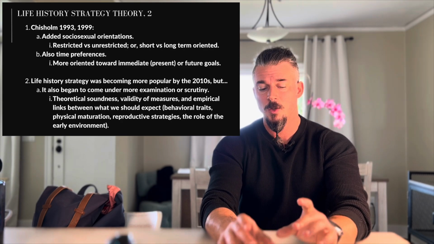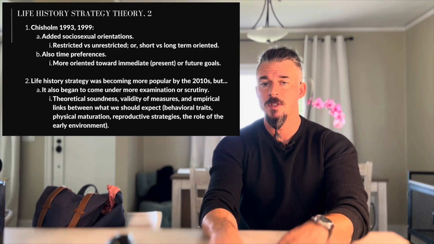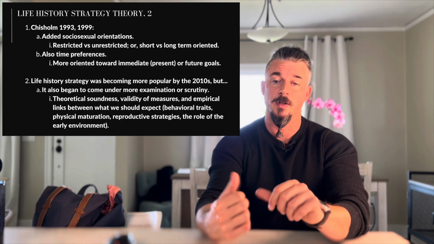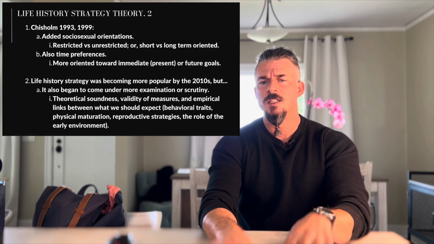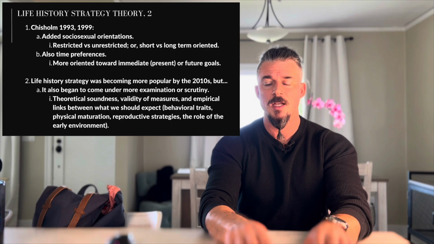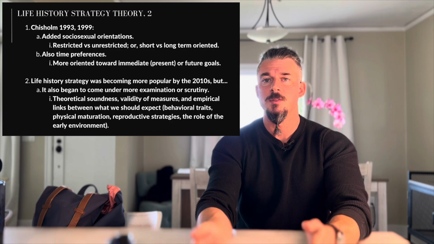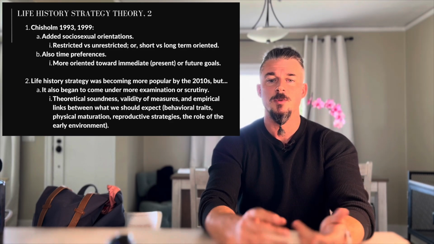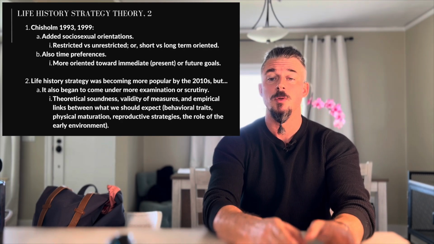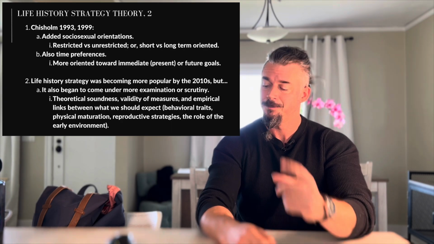So, questions about its theoretical soundness, how valid are the measurements of life history itself or measurements of associated dimensions or traits such as sociosexuality, actually a very good measurement, and some empirical links as well between what we should expect for life history theory, right? Because you have a theory and then you test associations, hypotheses that support that theory. So, if we say this is the theory, there are certain things we should expect, certain things we should not expect. So, associations between certain behavioral traits, between physical maturation, the age of that, and behavioral traits, between the reproductive strategies, fast and slow, the role of the early environment, that kind of thing.